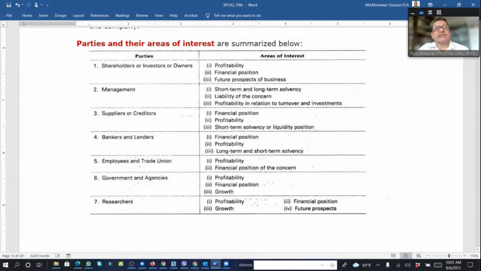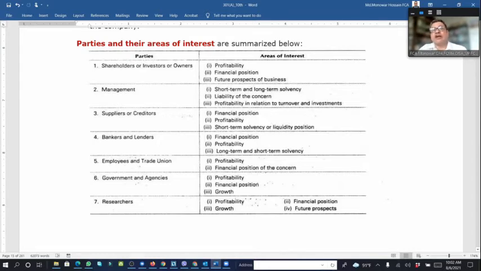Look here on the left side, number one, a shareholder or investor or owner. Why do they use financial statements? Their main interest is to know the profitability, financial position, and future prospects of the business continuity. So for this purpose, owners or stakeholders use financial statements. Why does management use them? Management looks at short-term and long-term solvency, liability of the concern, and profitability in relation to turnover and investment.